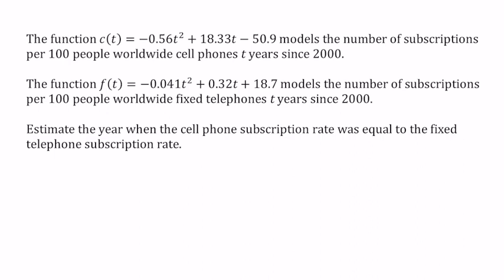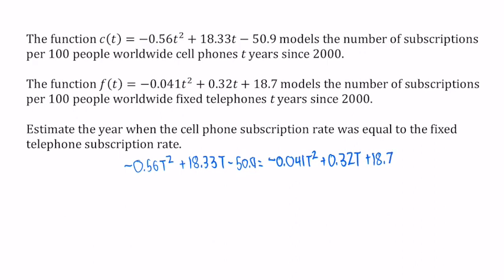When it's asking you to determine when two functions are equal, you solve that by setting the two functions equal to each other. So here we would have negative 0.56t squared plus 18.33t minus 50.9 is equal to negative 0.041t squared plus 0.32t plus 18.7.